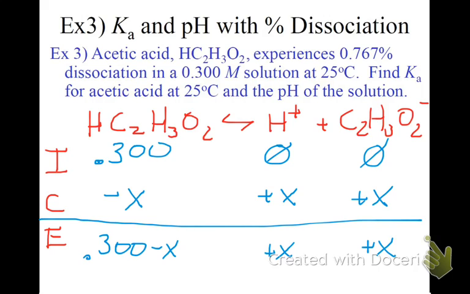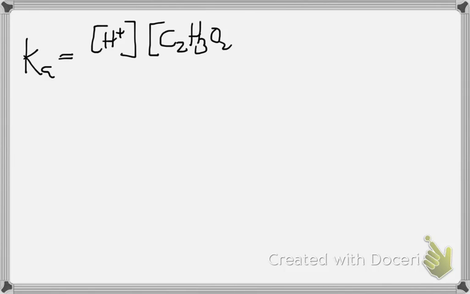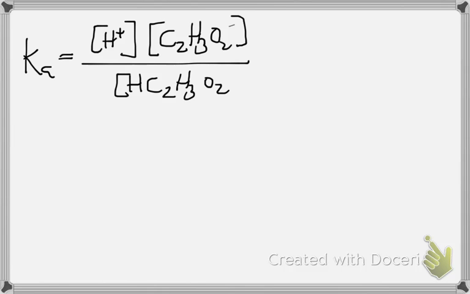So we need to do two things in this question. We need to find the pH, and we need to find the Ka. To find the Ka, we would plug these values into the Ka equation. Obviously there's no numbers, but I'll show you how to get those numbers. So Ka is going to be equal to the concentration of H plus times the concentration of the acetate, C2H3O2 minus, divided by the unionized acetic acid, HC2H3O2.